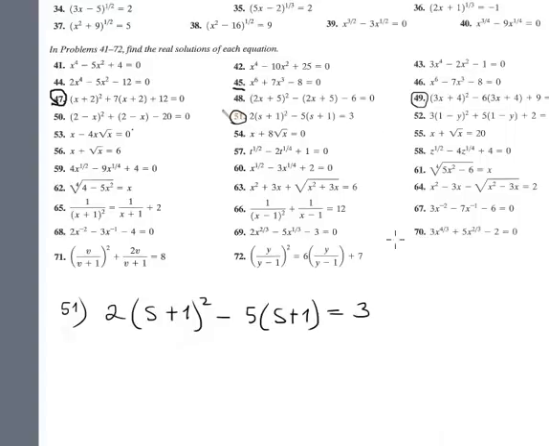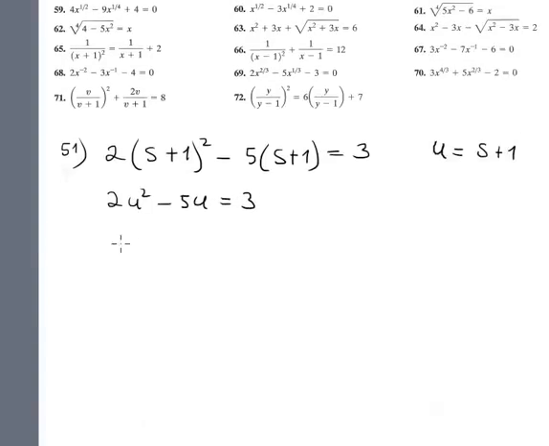Okay, 51 is the same, an equation in quadratic-form. So in this case, the auxiliary variable u is equal x plus 1. You have 2u squared minus 5u equal 3. It's a quadratic equation. Let me organize it in standard form. The standard form is 2u squared minus 5u minus 3 equal to 0. Let me try to apply the quadratic formula. a is 2, b is negative 5, and c is negative 3.